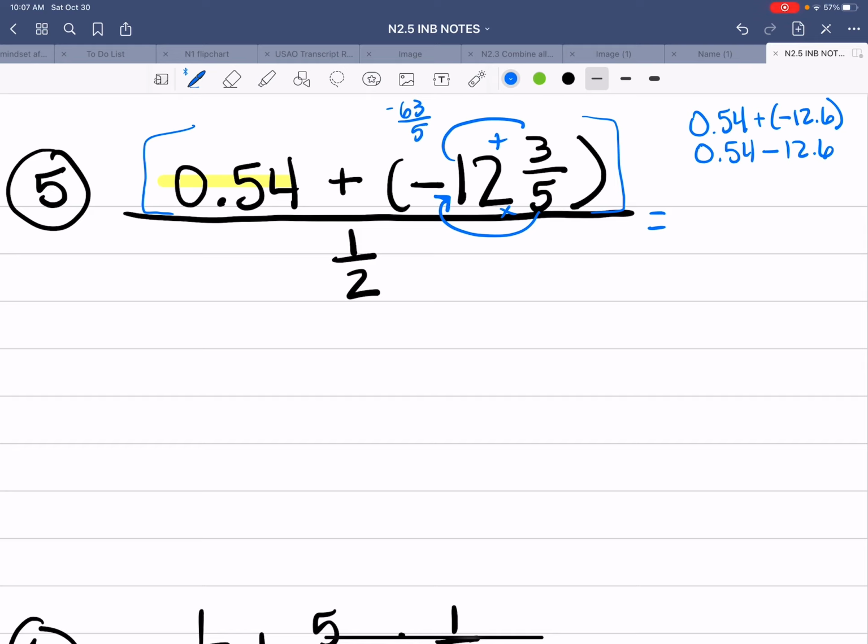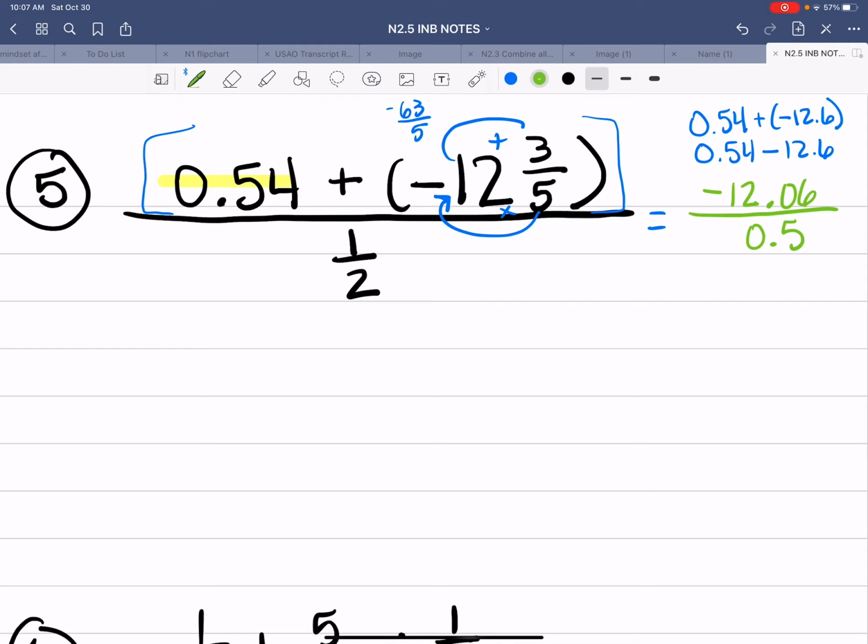12.6. So using your calculator, that first number is positive, so I'm going to put it just straight through. 0.54 minus 12.6, I'm going to get a negative 12.06. Okay, so all of my top equals negative 12.06. All over, I know 1/2 is 0.5.